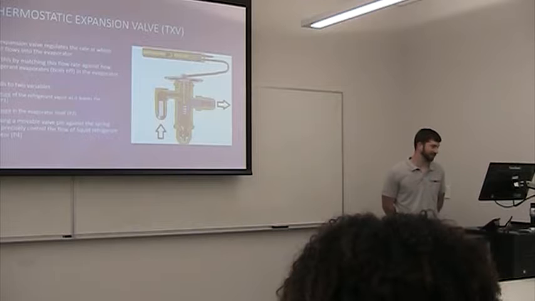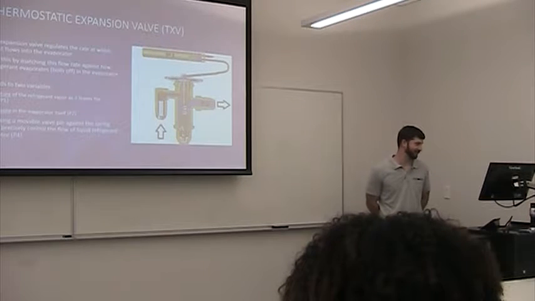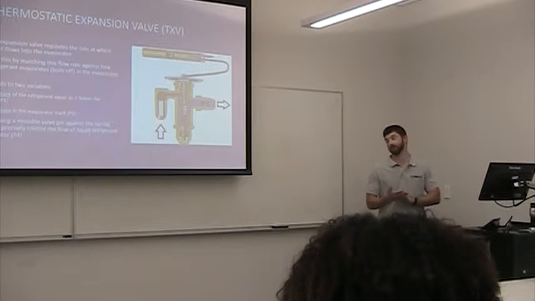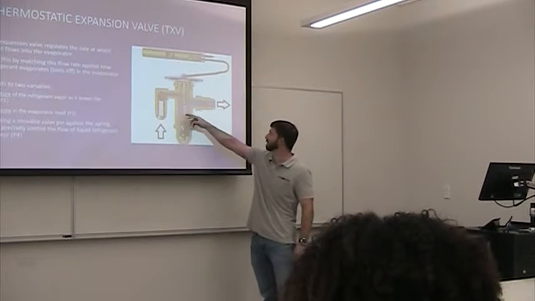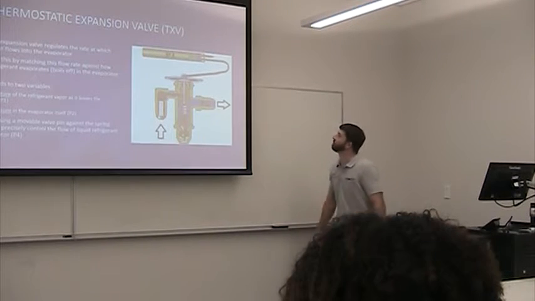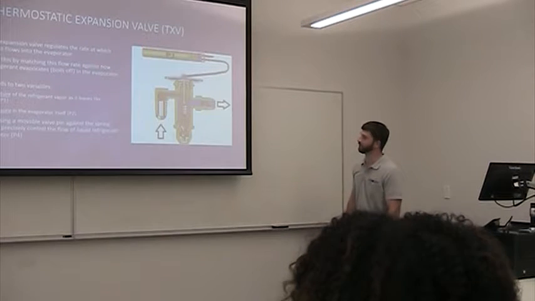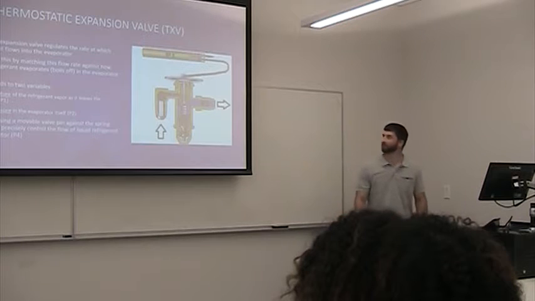Like I said, I'm not sure, but it basically measures the temperature and the pressure inside of the evaporator, and then there's like a spring valve here, and it does some magic inside there, and it regulates the flow of the liquid refrigerant into the evaporator. I'm assuming there's probably one somewhere in that diagram we saw earlier.